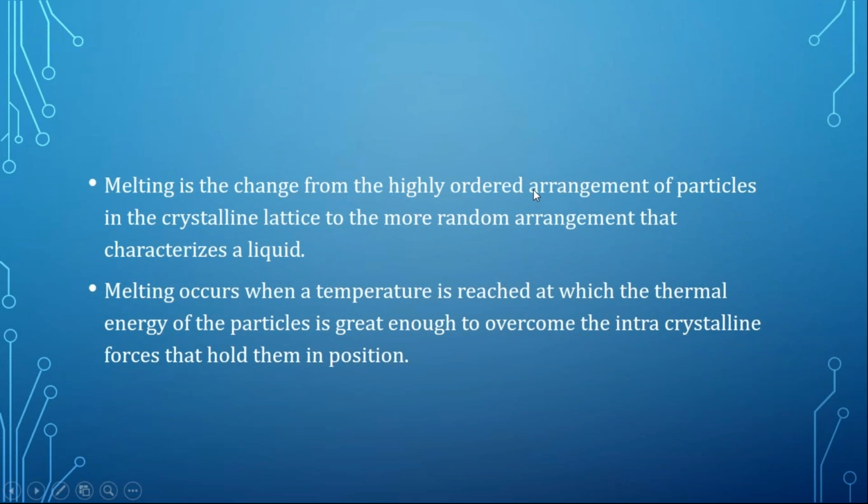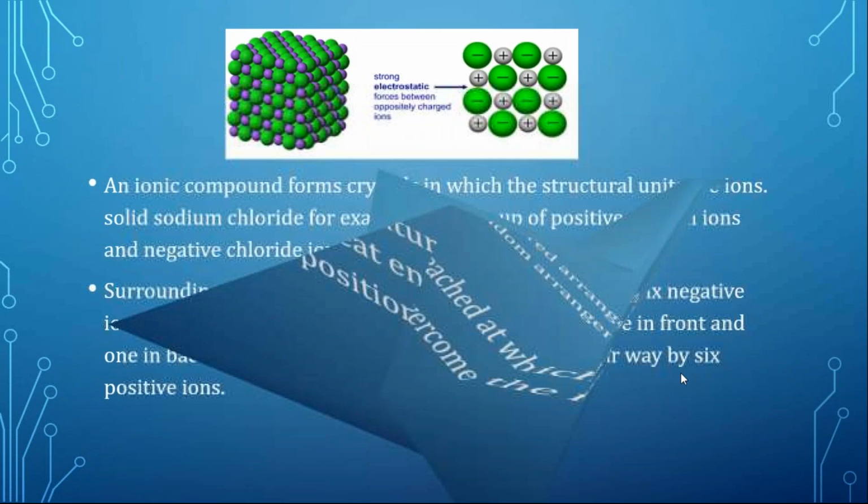So melting is the change from the highly ordered arrangement of particles in the crystalline lattice to the more random arrangement that characterizes a liquid. Melting occurs when a temperature is reached at which the thermal energy of the particles is great enough to overcome the intracrystalline forces that hold them in position.